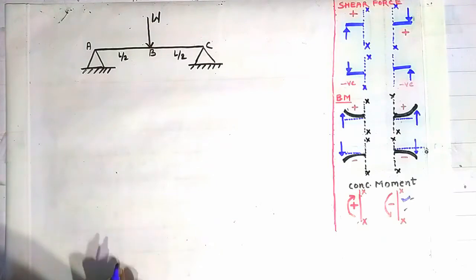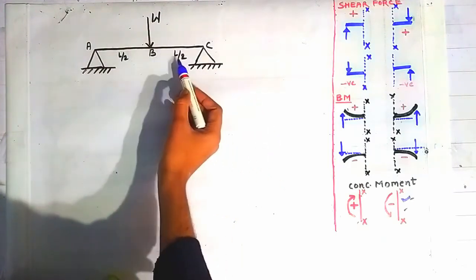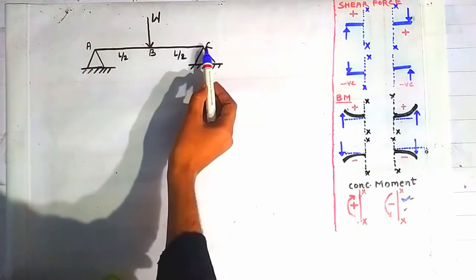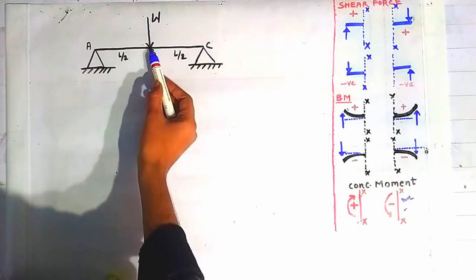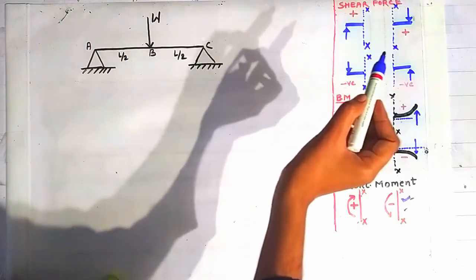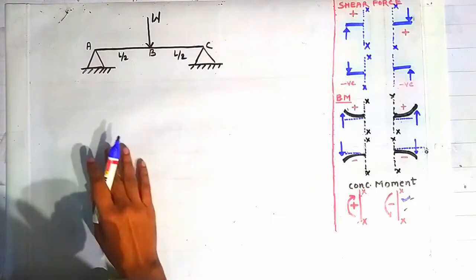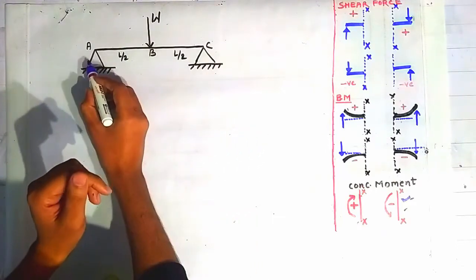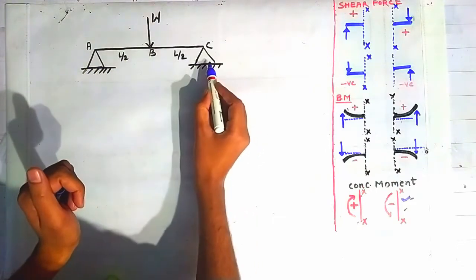Now friends, see here. This is L by 2 and this is L by 2, and this is a simply supported beam and a point load is acting at the point B in the middle. We have to draw the shear force and the bending moment diagram for this beam. So the first step is finding out the reaction at the point A and the point C.